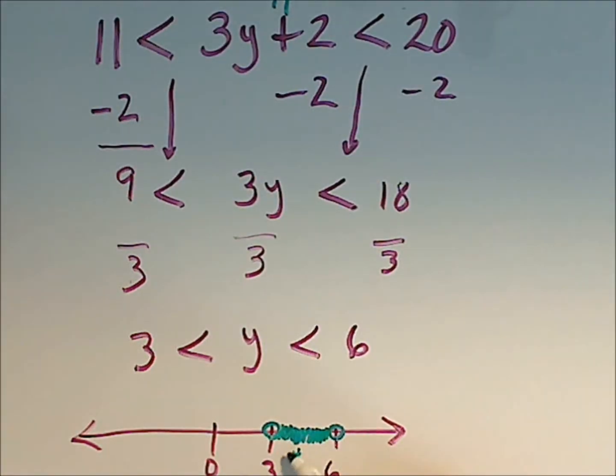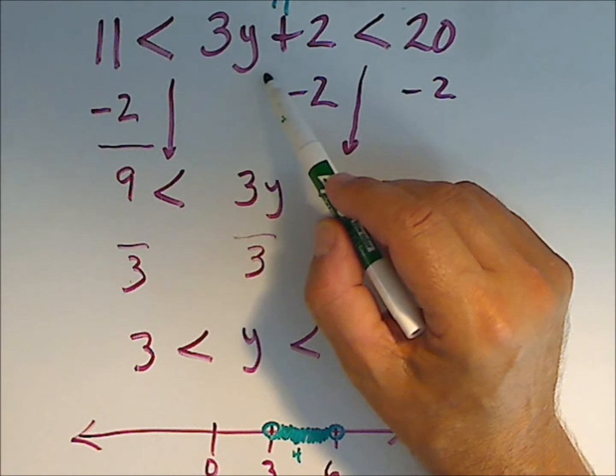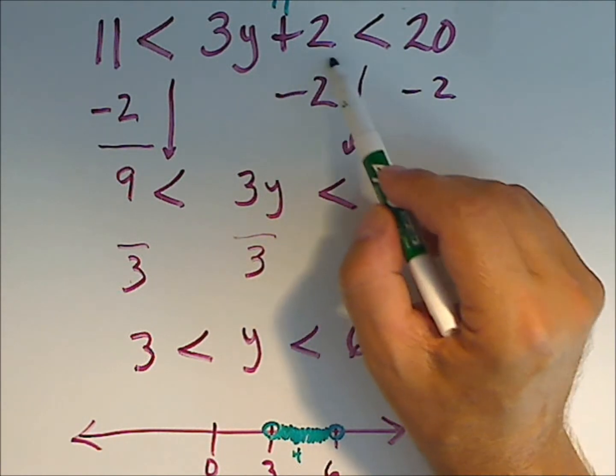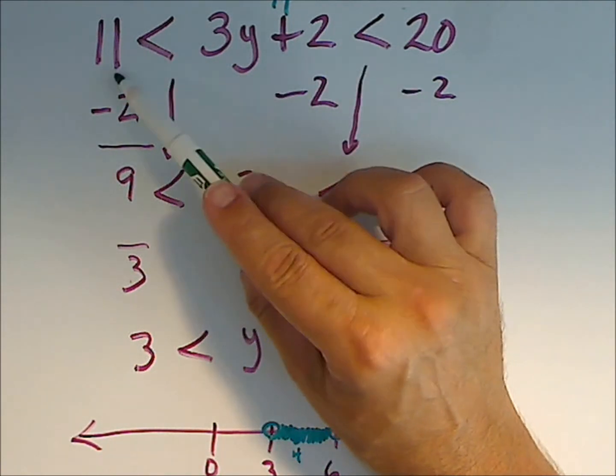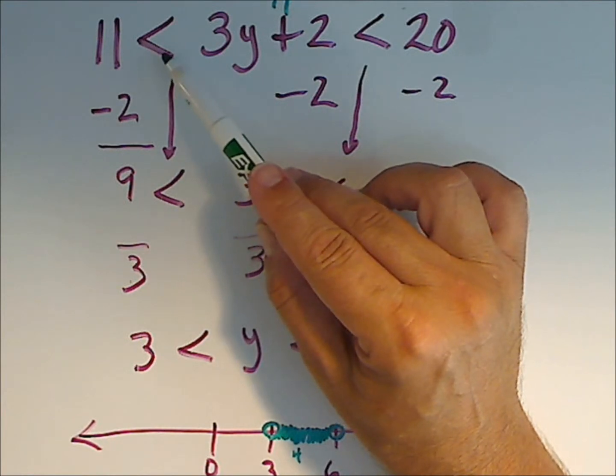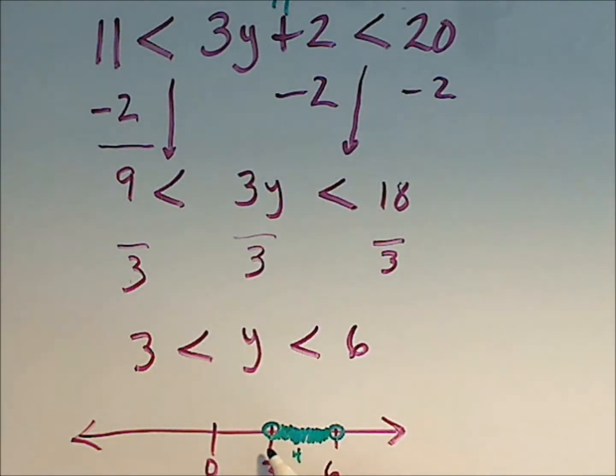If we were to use 3, 3 times 3 is 9, plus 2 is 11. Yes, 11 is less than 20, but it's not greater than 11, it's exactly equal to. It's not a bad test if you want to see exactly where we bump up against what we call the limit.